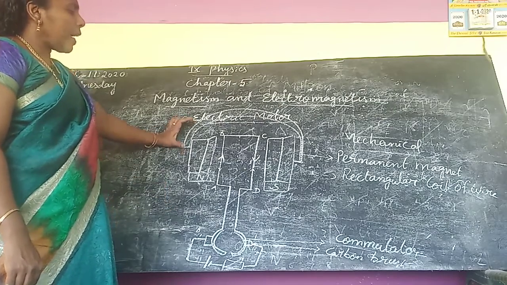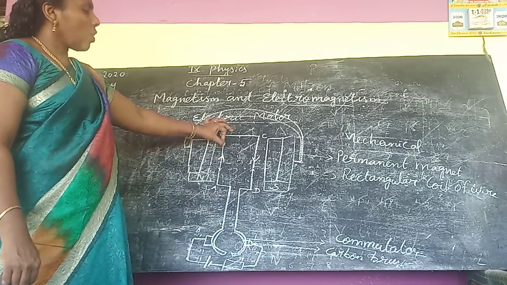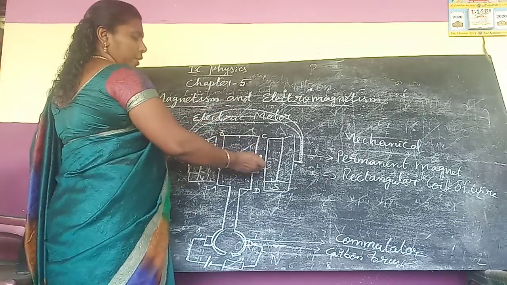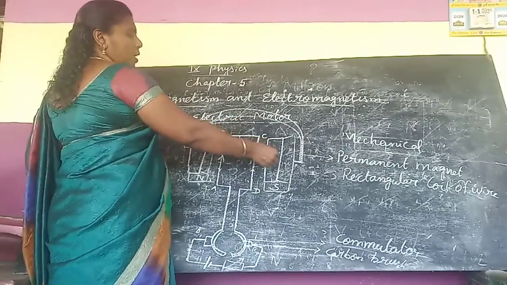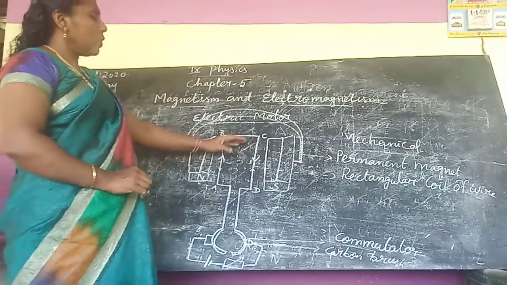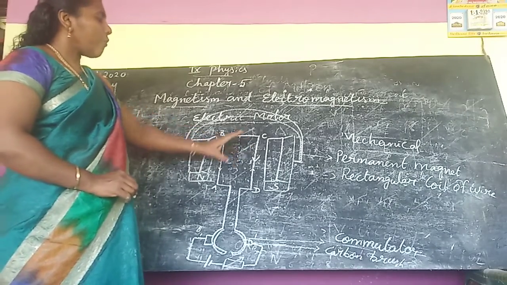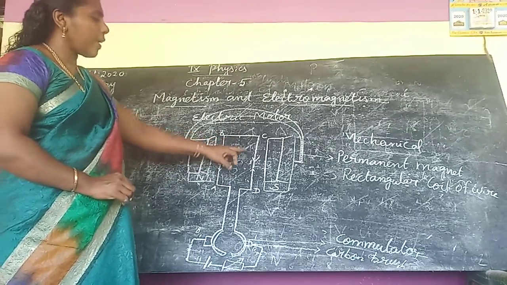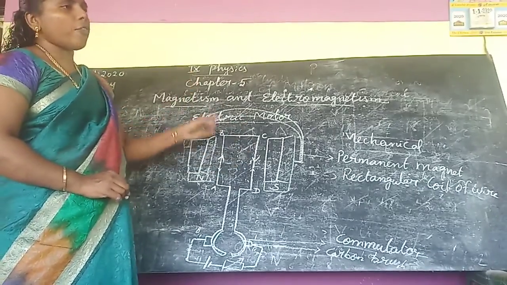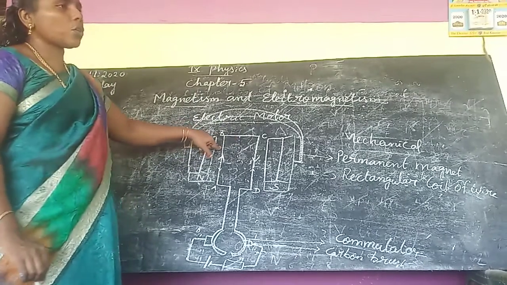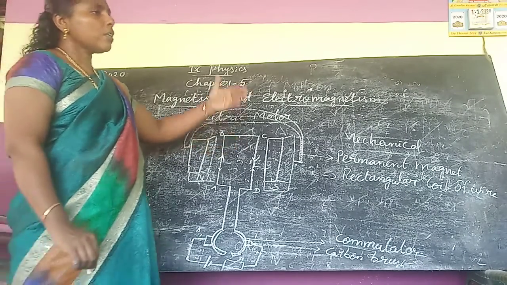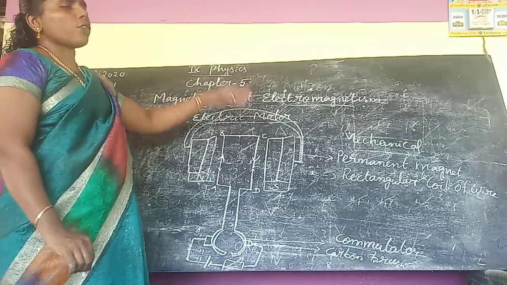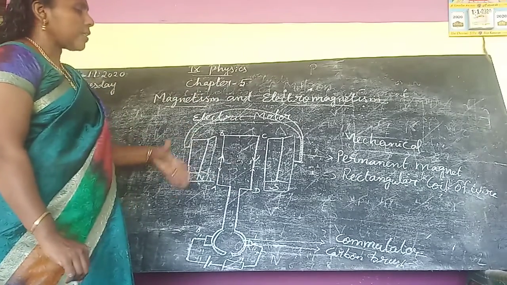See here, when the current flows through the conductor normal to the magnetic field, normal means perpendicular to the magnetic field. Always the current flows in this direction and the magnetic field is perpendicular to this current. At that time, because of the force on the conductor, this rectangular coil of wire rotates. First which direction? Clockwise, then anti-clockwise. First cycle clockwise, next anti-clockwise, next also clockwise, anti-clockwise. Like that it keeps going on.